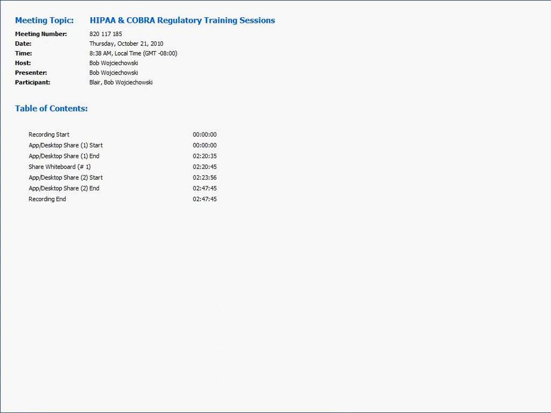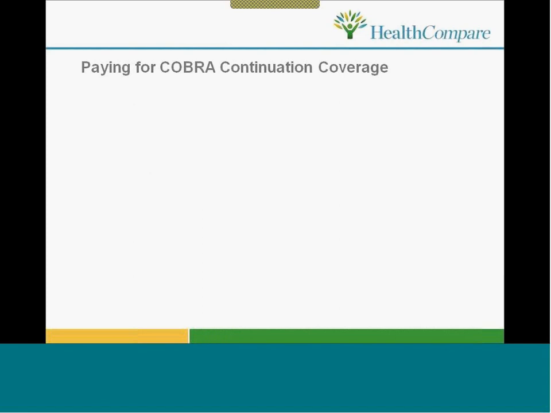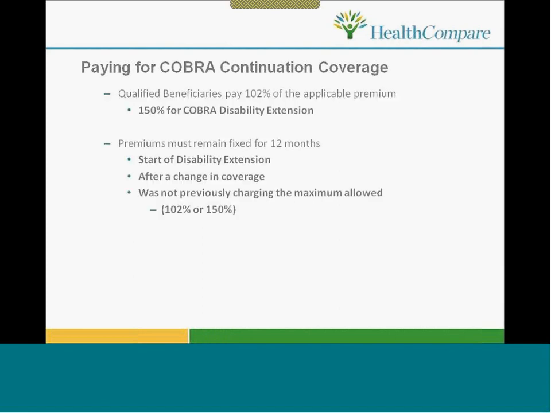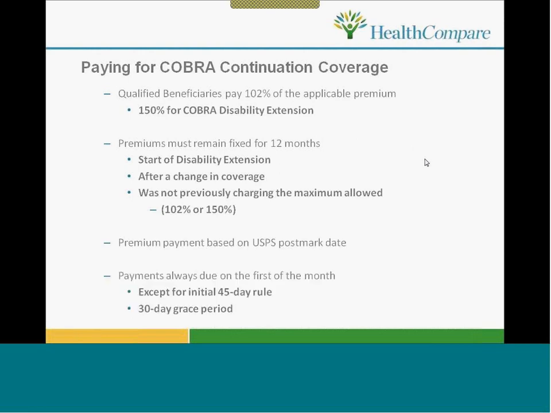Okay. I'm going to go back to my presentation here, and we'll share that again, so we can think about it from the employer's perspective. So premiums are 102% in normal situations, 150% if someone's on disability and they want to extend their COBRA further. When it comes to those premiums, they have to remain fixed for 12 months. We can't change them unless one of the three things on the screen occurs. If they start their disability extension, we can change from 102 to 150%.